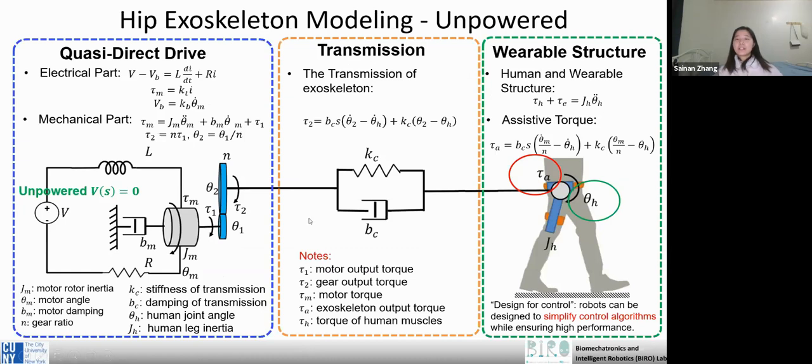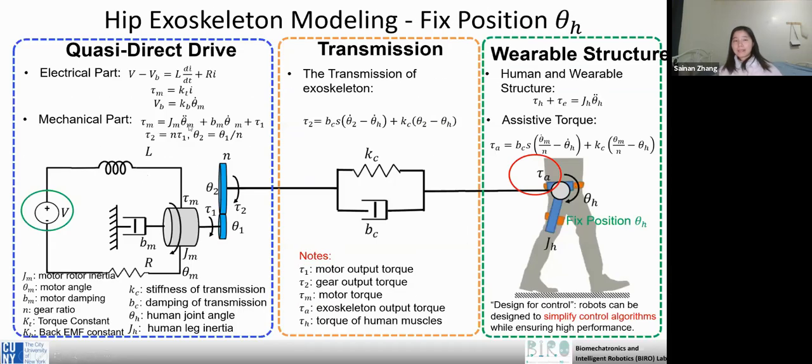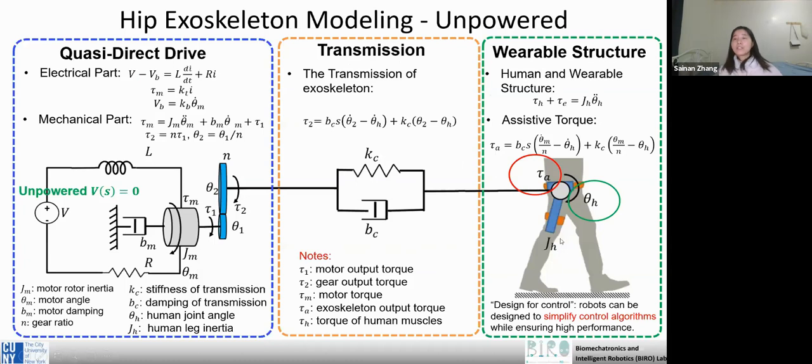And the second condition is unpowered. That means the voltage V(s) equals 0. In this condition, the joint angle is the input, and the exoskeleton output torque tau A is the output. This part is the same as the last slide. The only difference is the input and output.